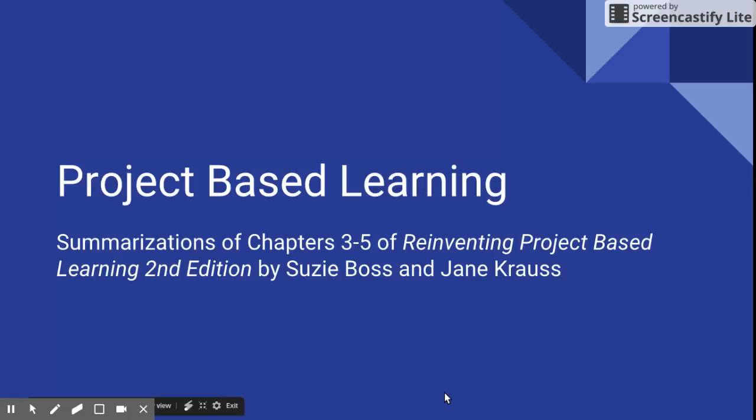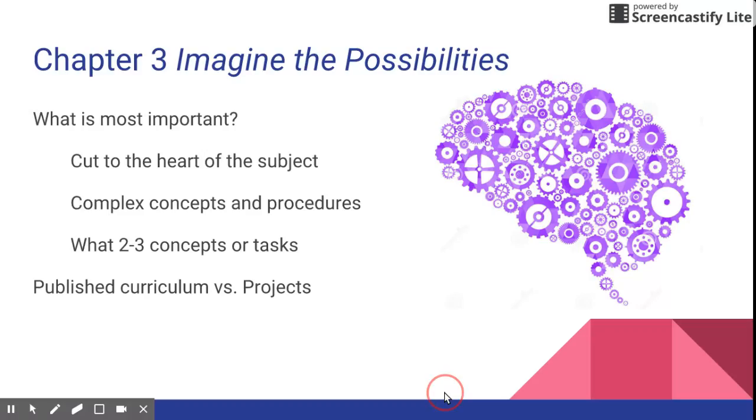Today we're going to take a look at chapters 3 through 5 of Reinventing Project-Based Learning. So in chapter 3, I want you to imagine the possibilities of your project. So you want to think about what is most important.